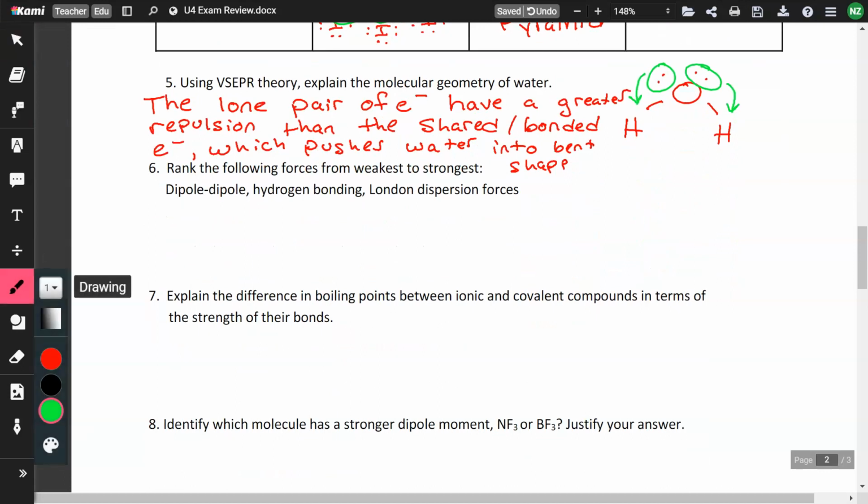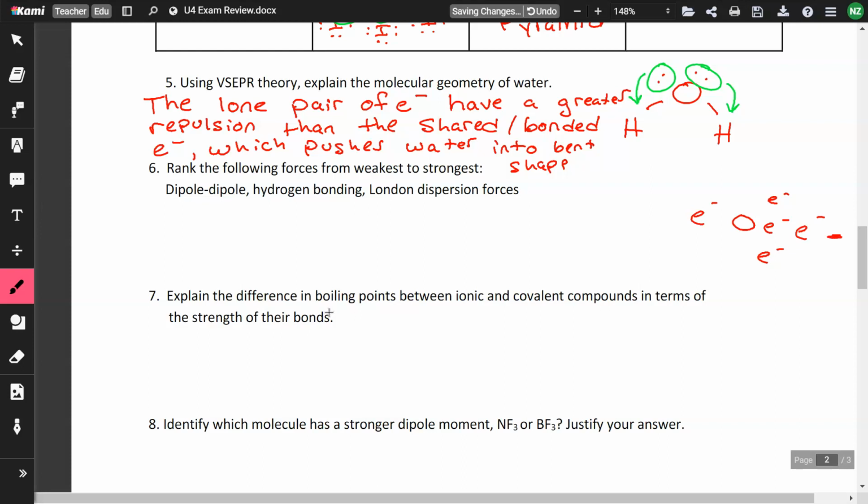Okay, number 6, rank the following forces from weakest to strongest. So London dispersion is only present in nonpolar. London dispersion is that really temporary force. So you have a nucleus. I have 4 atoms on one side of the nucleus. I have 1 on the other. It creates a temporary dipole. So we have more negative on one side, less on the other. It creates a very temporary dipole. It's kind of sketchy. So LDF is going to be the weakest.